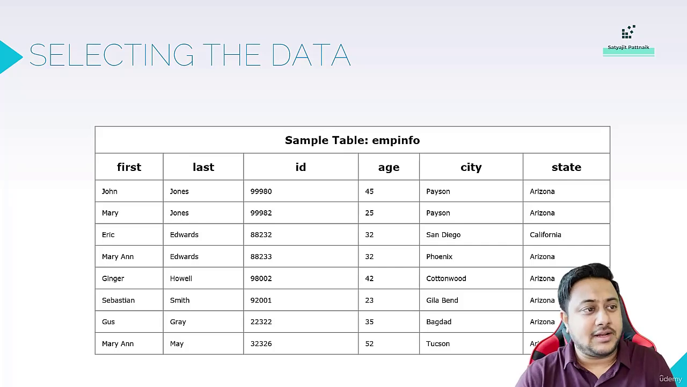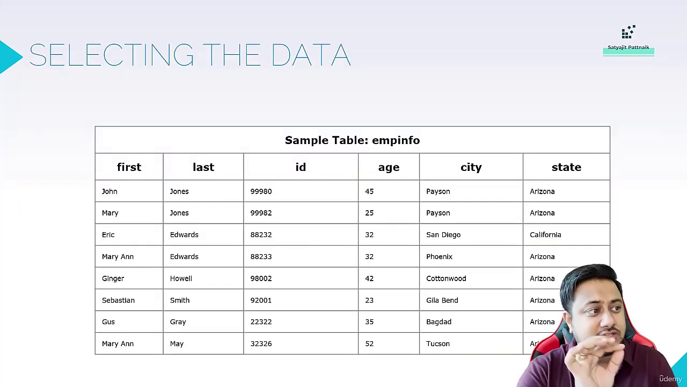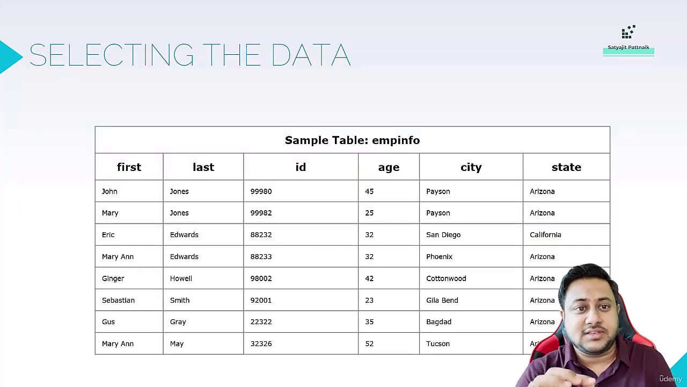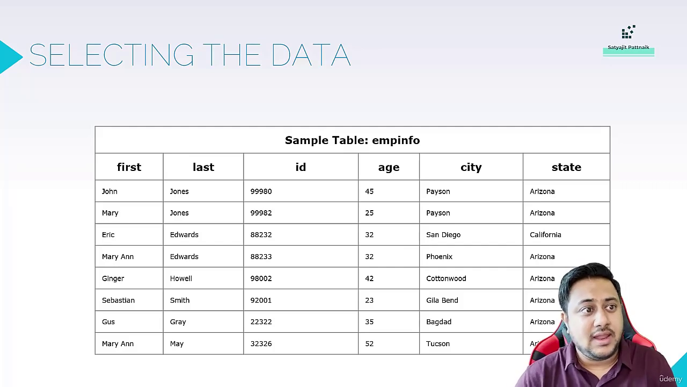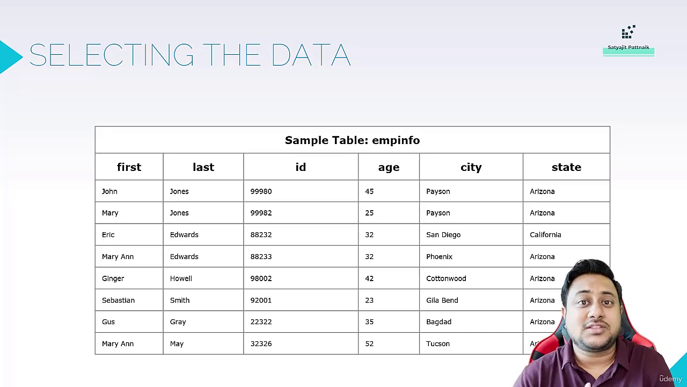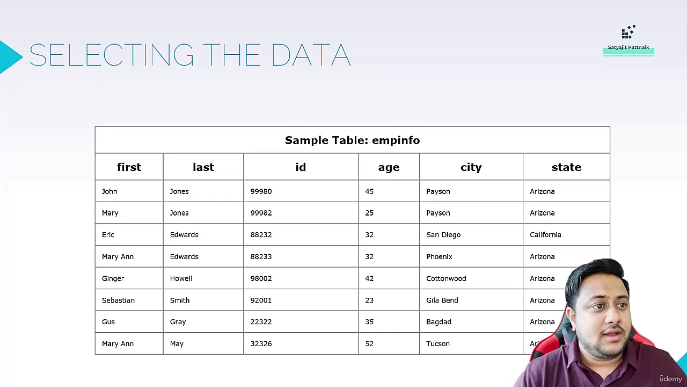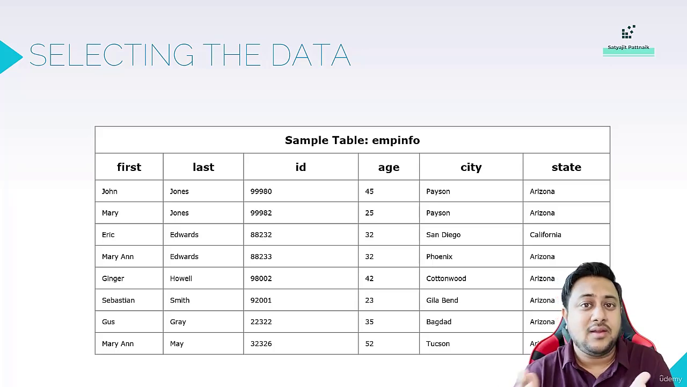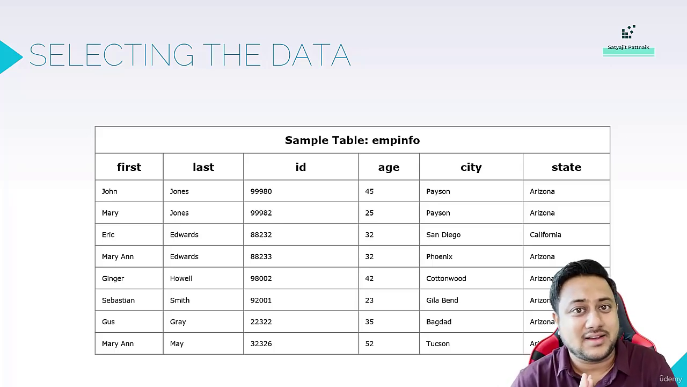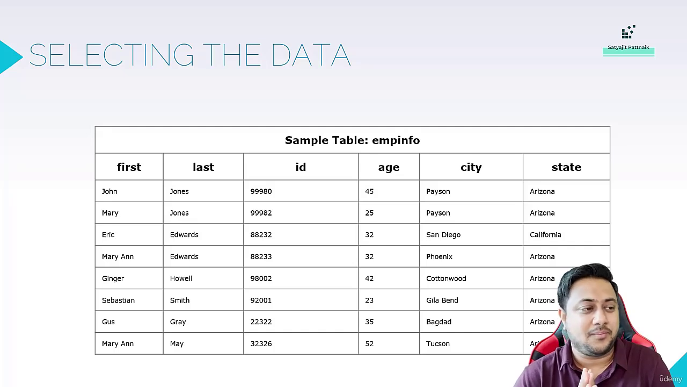So this is a sample table. First, last, ID, age, city, state. So we will be creating this particular table and then inserting the data into this table. And then we will try to use select statements to fetch the data, to use the DQL statements, right? So how to create this table? You can pause this video and formulate the create statement, and then I will show you how to create the create statement for this table.